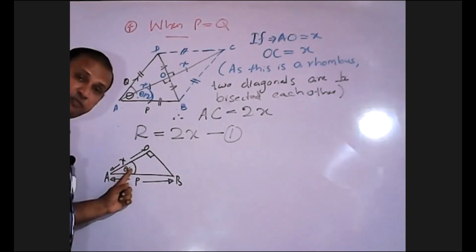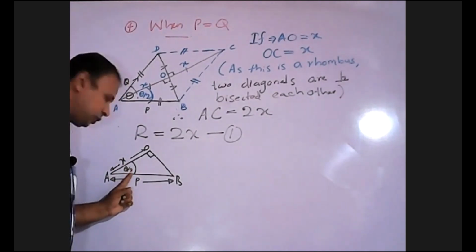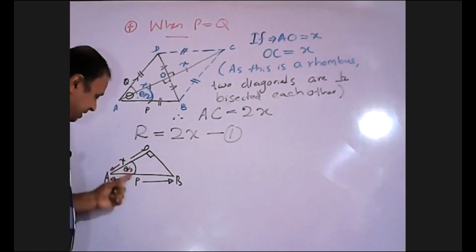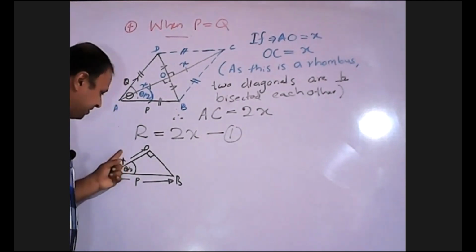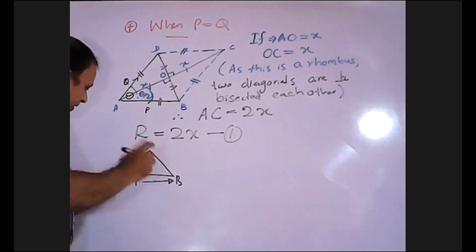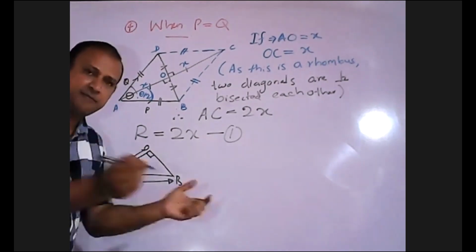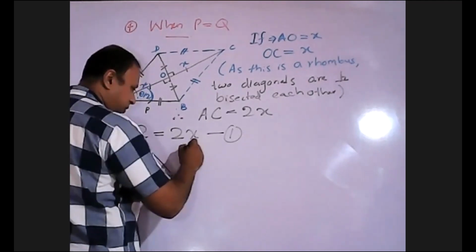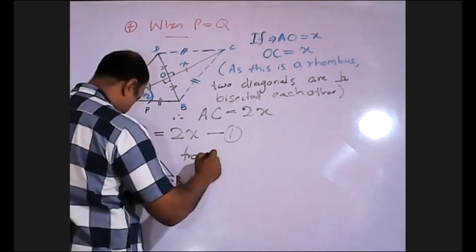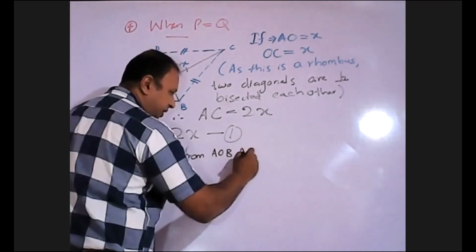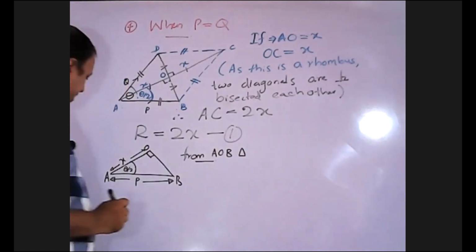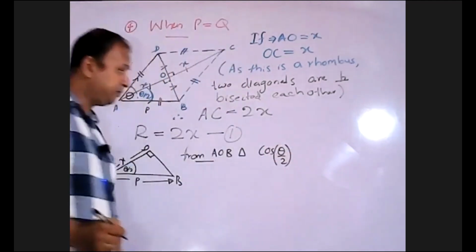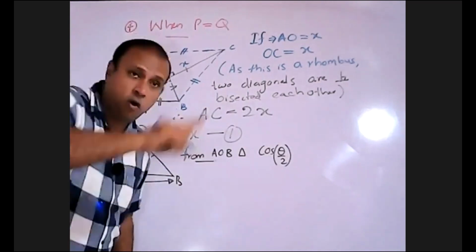Look at this. Relative to theta over 2, x is the adjacent side, no? X is the adjacent side, P is the hypotenuse. Therefore, x, P and theta over 2 are combined through cos values, no? So from the AOB triangle, I can write cos theta over 2.